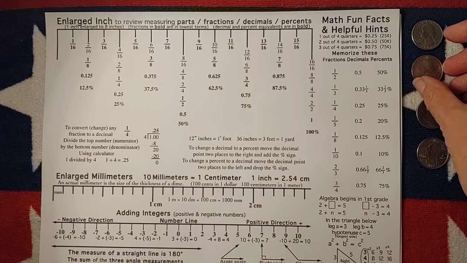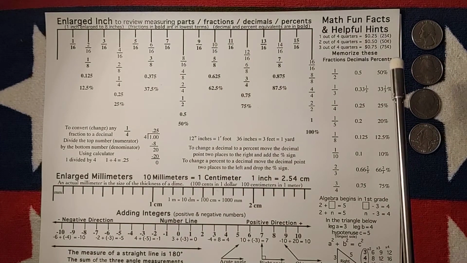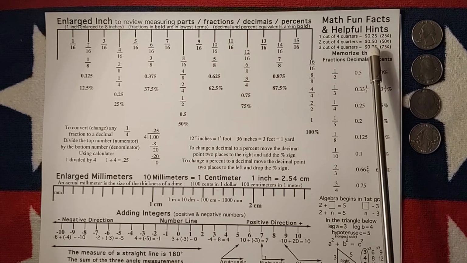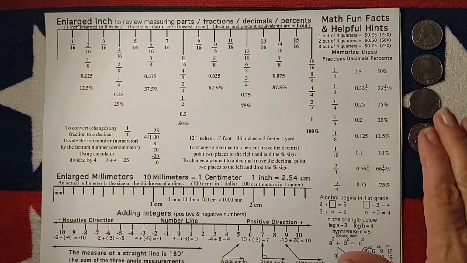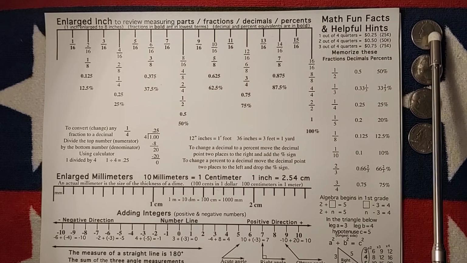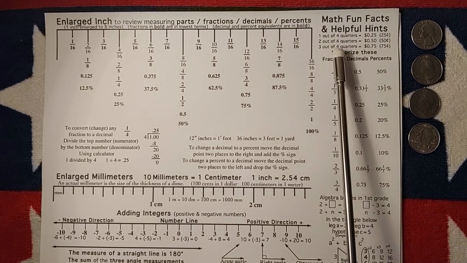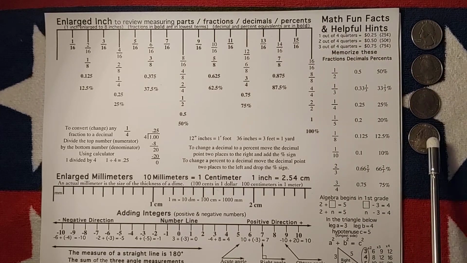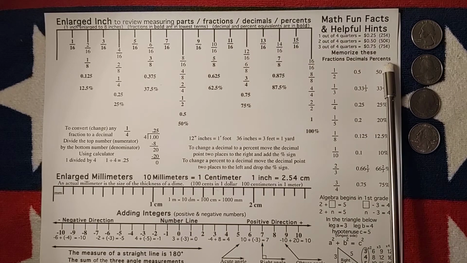Now if you have 2 quarters out of 4, you have 50 cents, or you have 1/2 of a dollar. 3 out of 4 quarters would be 75 cents. So memorize these fractions, decimals, percents.